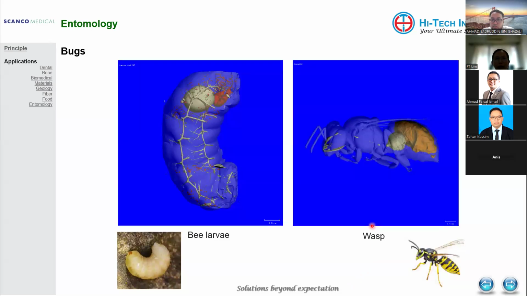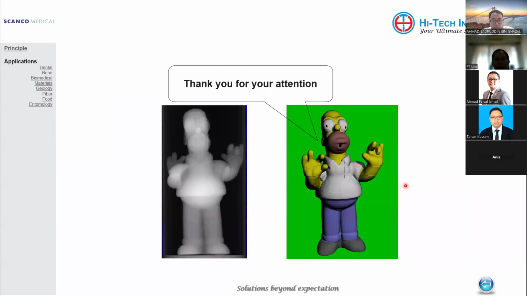Okay, so this would be my last pictures. This is from a bee larva, so we can see all the internal organs of a larva here, and also wasps. And that's all I have collected today. So feel free to ask anything. I'm more than happy to share more information if I have it.